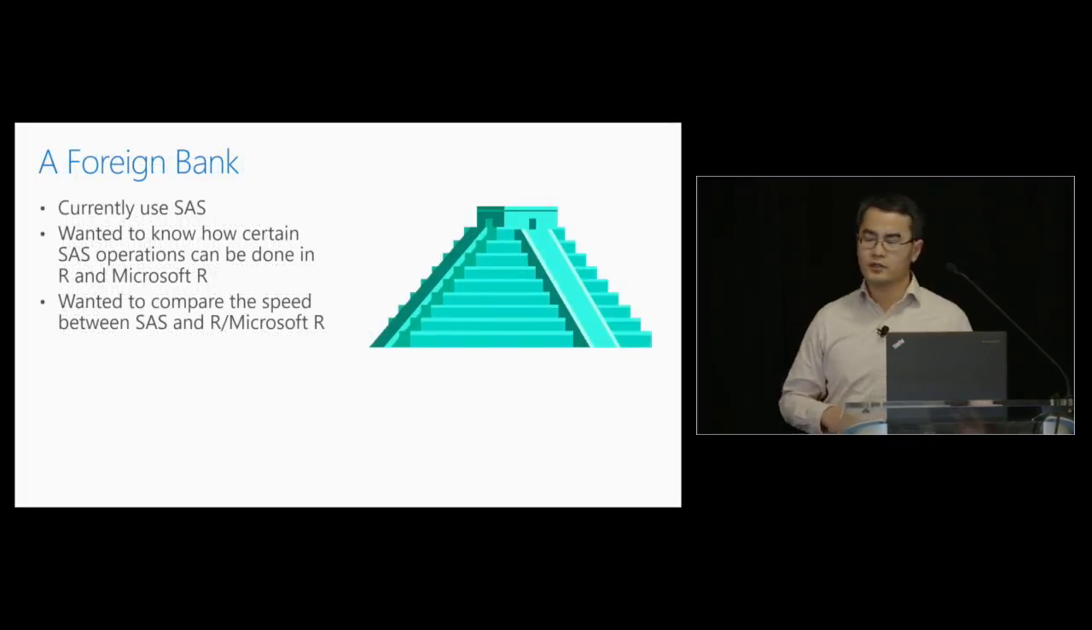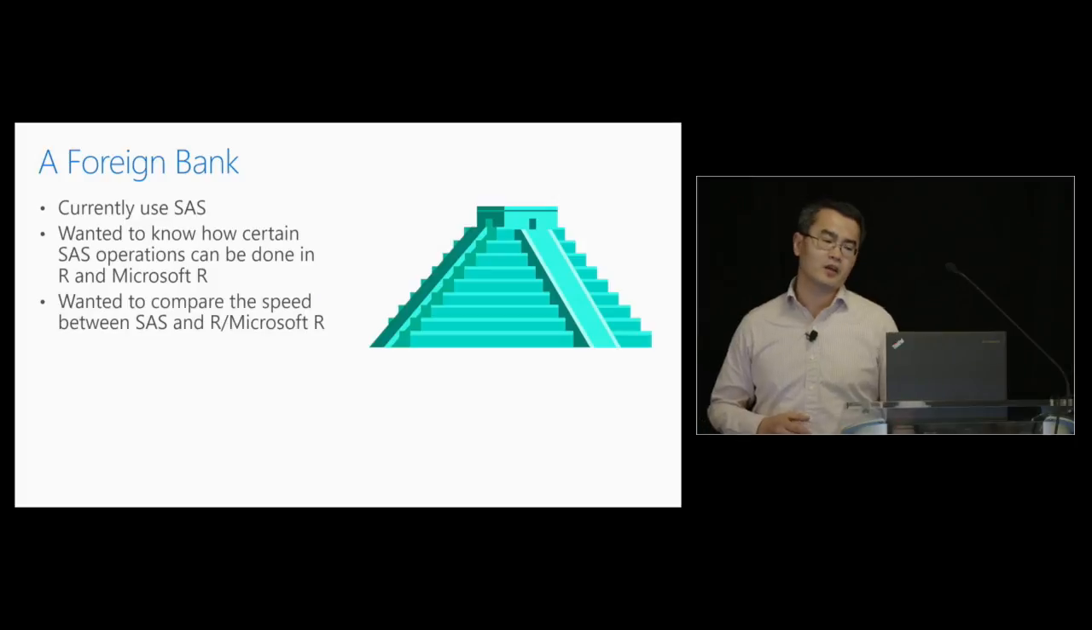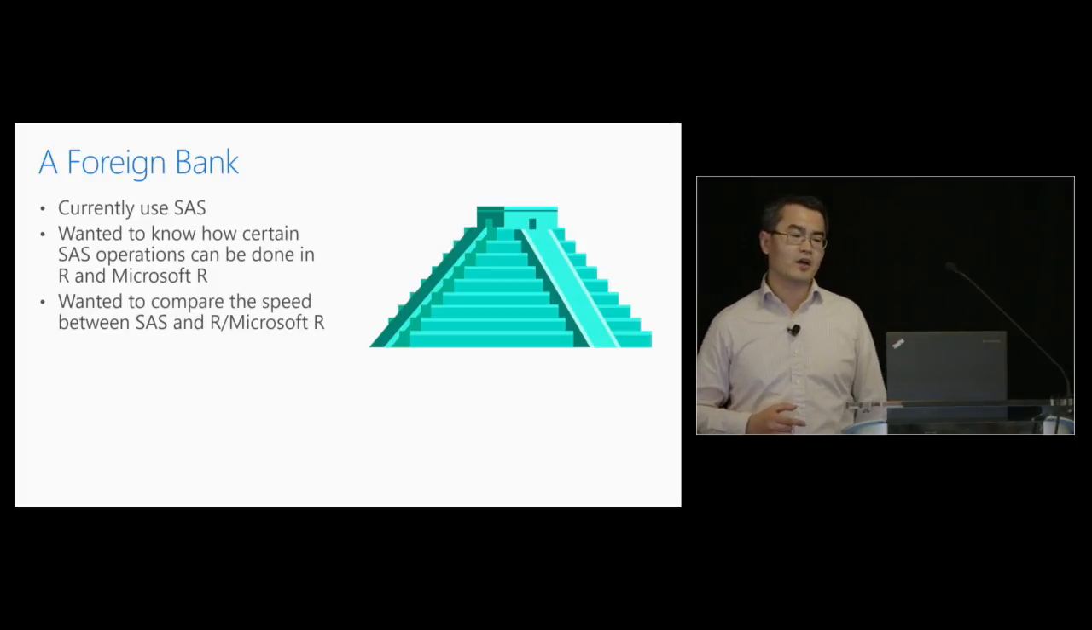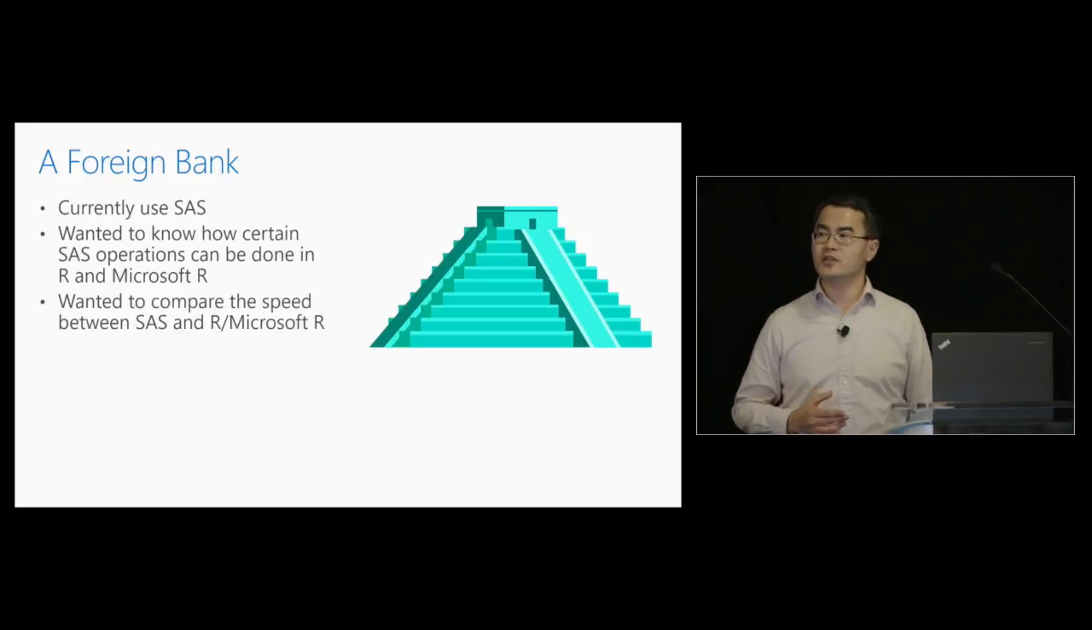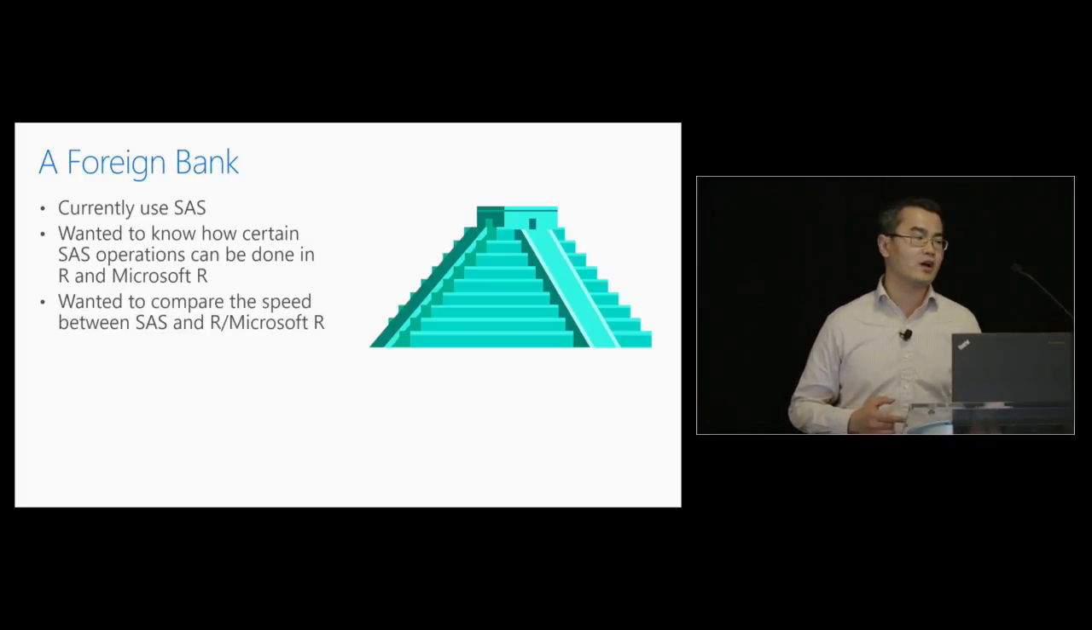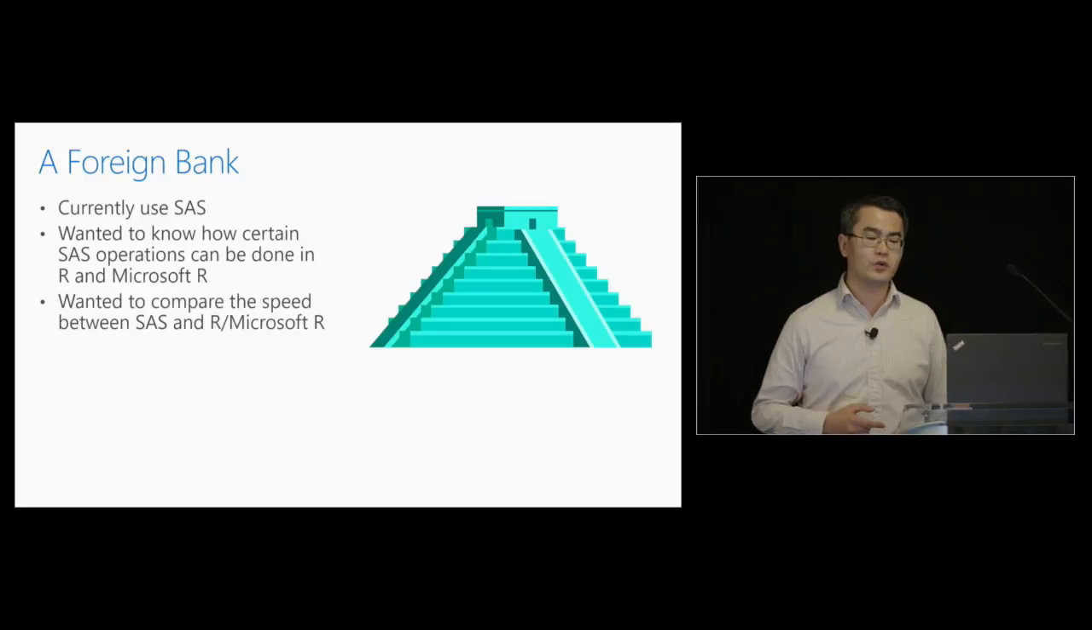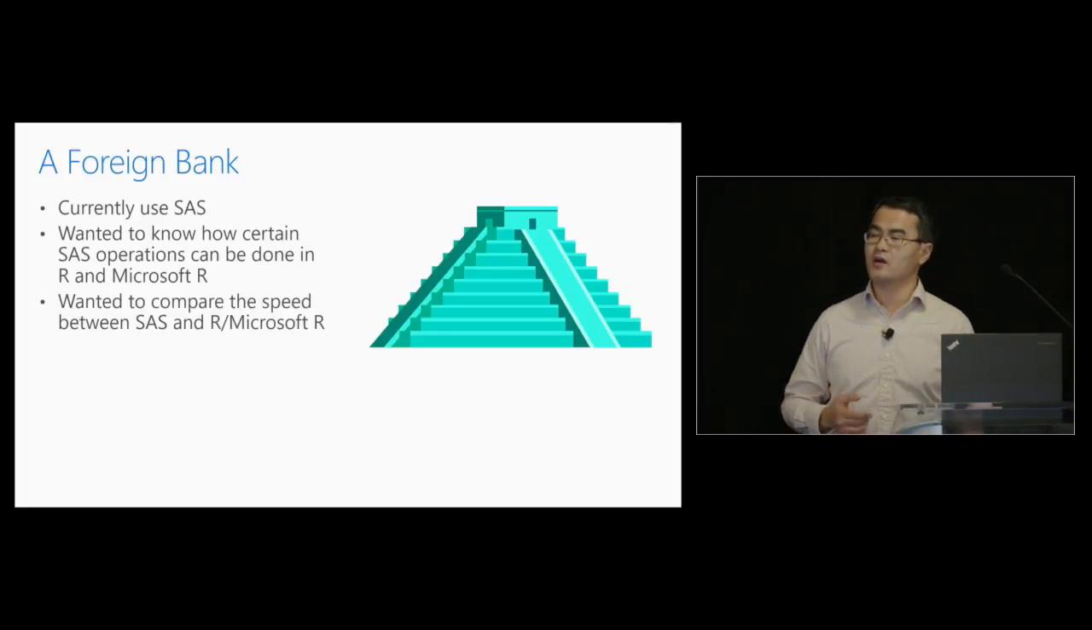The second customer is a foreign bank. They currently use SAS. In this engagement, they want to know how certain SAS operations can be completed in R and Microsoft R. And they also want to compare the speed between SAS and R and Microsoft R.